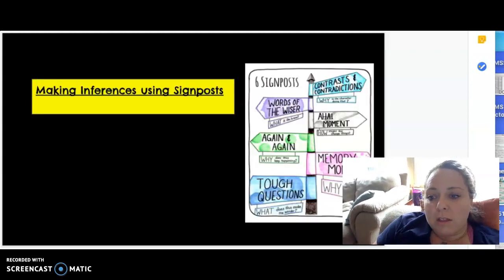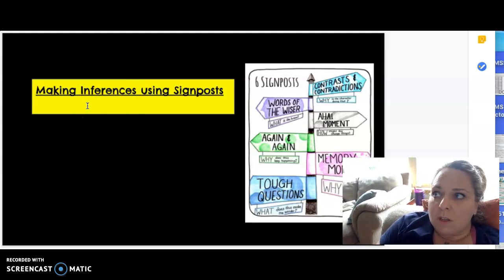So, the whole idea with signposts is that they help us, when we're reading, make inferences. And an inference, remember, means an educated guess. It means that we use clues that we see in a story and we use information we already know about life to figure out what's happening.